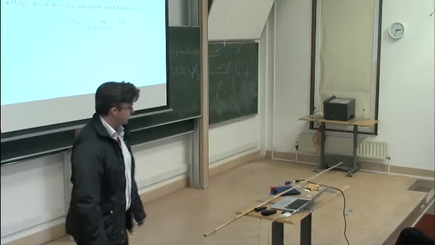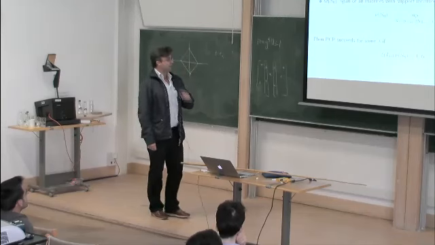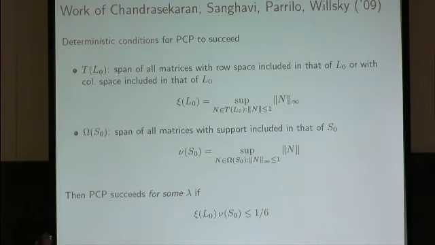And what they show is that if the product of these two numbers is less than 1 over 6, then the same algorithm will succeed for some lambda which is not specified. Okay, so that's a deterministic result, which is good. I think one of the issues is, when is this less than 1 over 6?